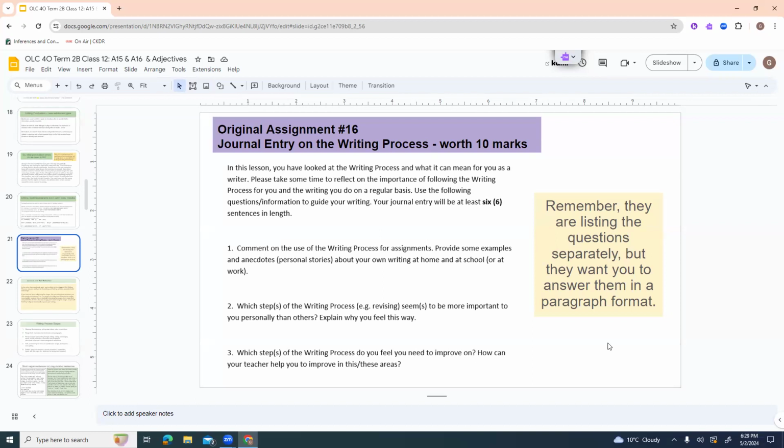Comment on the use of writing process for assignments. Provide some examples or anecdotes about your own writing at home and at school or at work. So talk about how do you feel about using the writing process? Which steps of the writing process seem to be more important to you personally than others? And explain why you feel that way. And number 3, which steps of the writing process do you feel like you need to improve on? And how do you think your teacher might be able to help you improve in those areas?